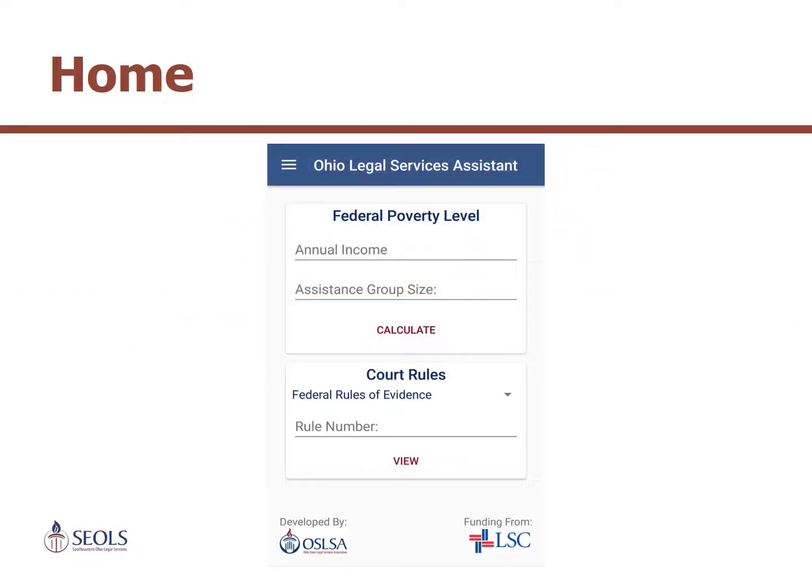On the home screen, you have instant access to two features that are often useful quickly. First, there's the ability to calculate a family's percentage of the federal poverty line based on their annual income. Second, there is instant access to the various rules of court. You can choose a book from the drop-down and type in the rule number you want and click View. Lastly, clicking on the menu button in the top left opens up all of the tools available in the app.